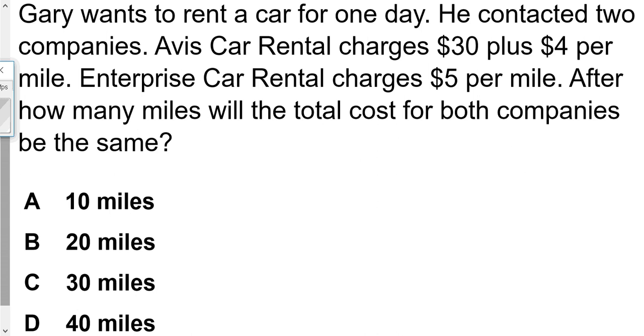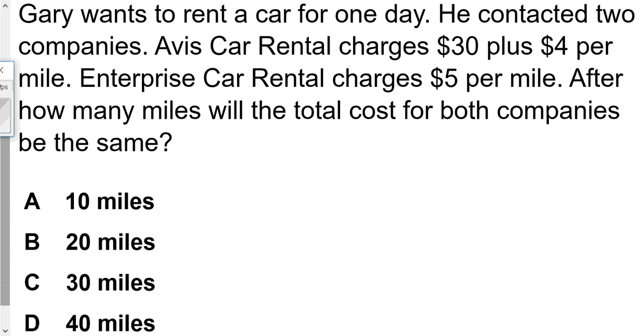Gary wants to rent a car for 1 day. He contacted 2 companies. Avis Car Rental charges $30 plus $4 per mile. Enterprise Car Rental charges $5 per mile. After how many miles will the total cost for both companies be the same? You're going to pause your video, make an attempt at the question, and notice that it is multiple choice. You can use those multiple choice answers to help you if you're stuck by using what is reasonable, and then we'll go over it together.